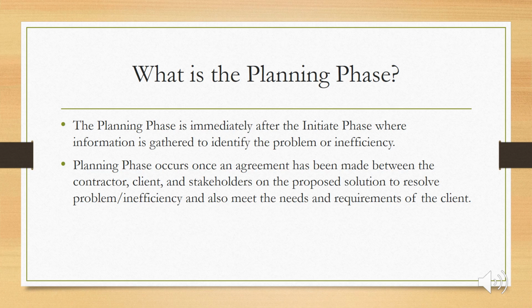The planning phase comes after the initiating phase. During the initiating phase, information is gathered to identify the problem or inefficiency within a department or a process. But during the planning phase, it's an agreement between the contractor, the client, and any other stakeholders on the proposed product or solution that will resolve this inefficiency or problem.